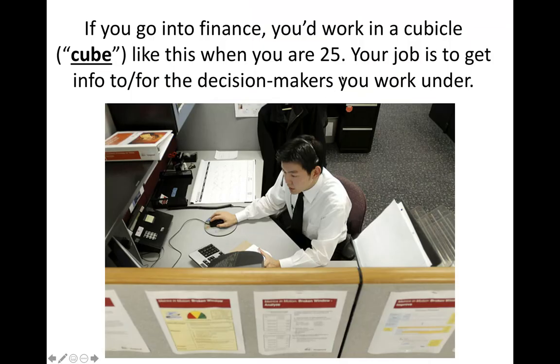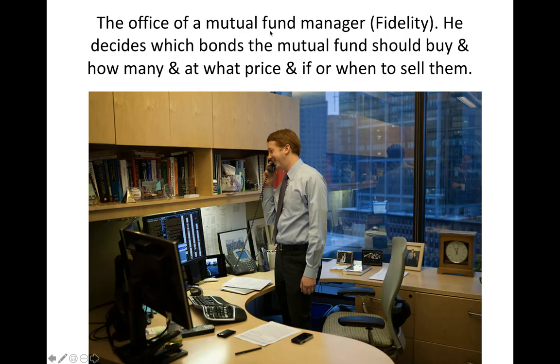If you go into finance, you'd work in a cubicle, called a cube, like this when you're 23 or 24, 25, and your job is to get information to and for the decision makers you work under. You're putting together charts, you're doing research, putting together tables and information for the decision makers. Here's a decision maker. This is the office of a mutual fund manager at Fidelity. He decides which bonds the mutual fund should buy and how many of them and at what price and if or when to sell those bonds.